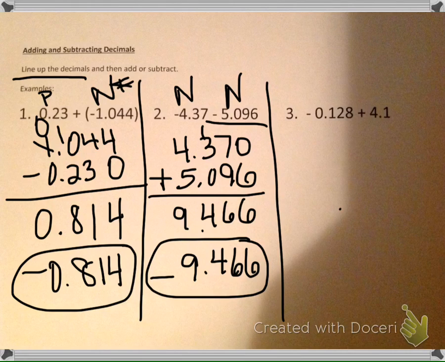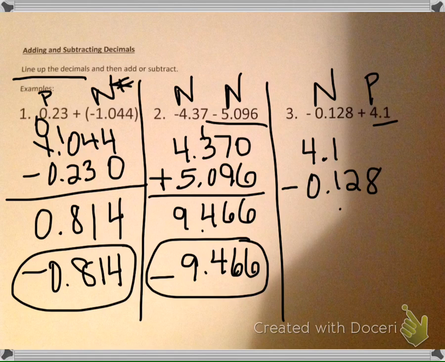And the last one, we have negative 128 thousandths plus 4 and 1/10. Here's a negative, here's a positive. I have different signs, so different signs I'm going to subtract. My answer is going to be positive because that's the bigger one. Okay, and we have 4.1 minus 0.128. I'm going to add some zeros here so I can subtract this.